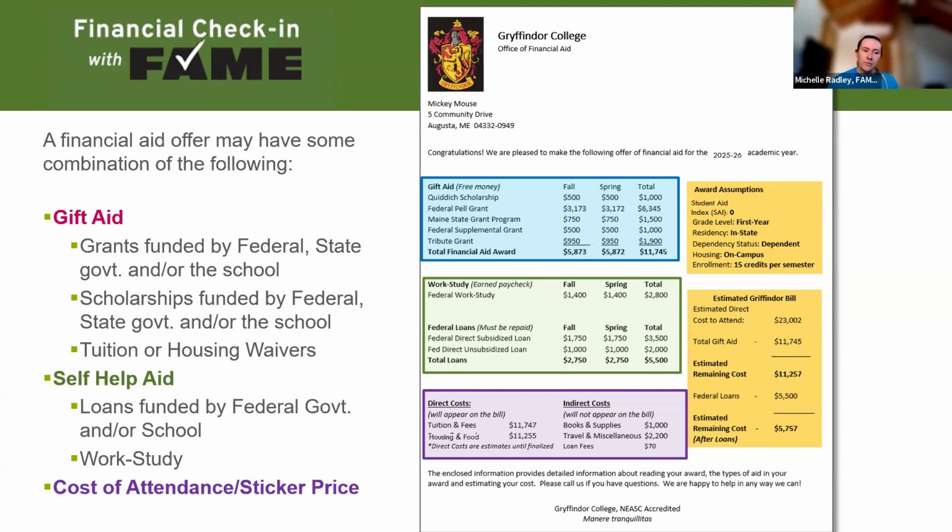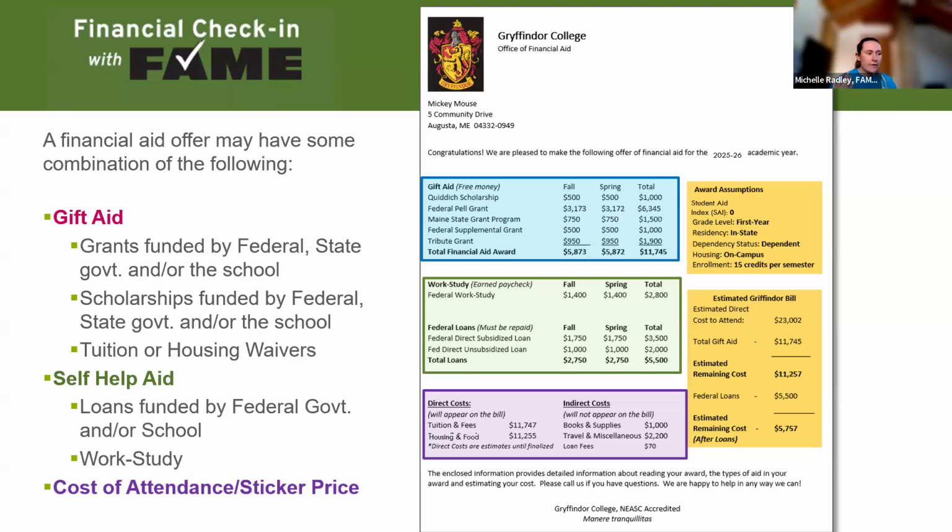And then in the purple box at the bottom there, that's where you'll see information about cost of attendance and sticker price. So you'll see the direct costs indicated on the left side and the indirect costs on the right-hand side. So again, this offer does a great job explaining what those things are. A lot of other offers just make the assumption that you know, which isn't great, especially if this is the first time that you're reviewing any of these offers.